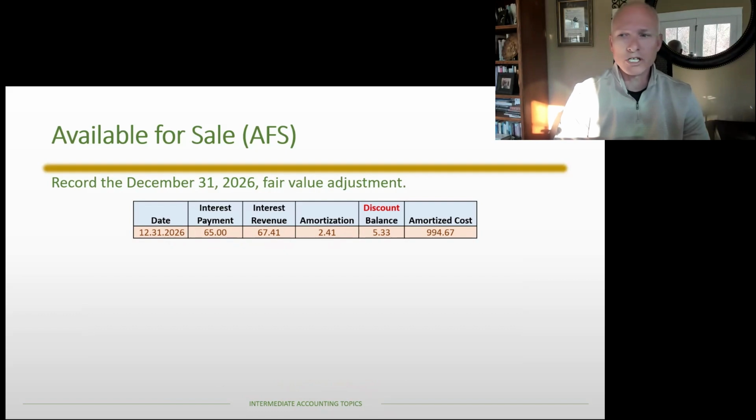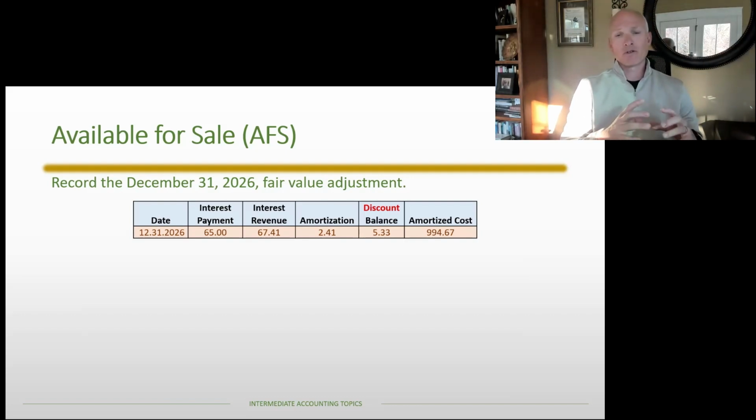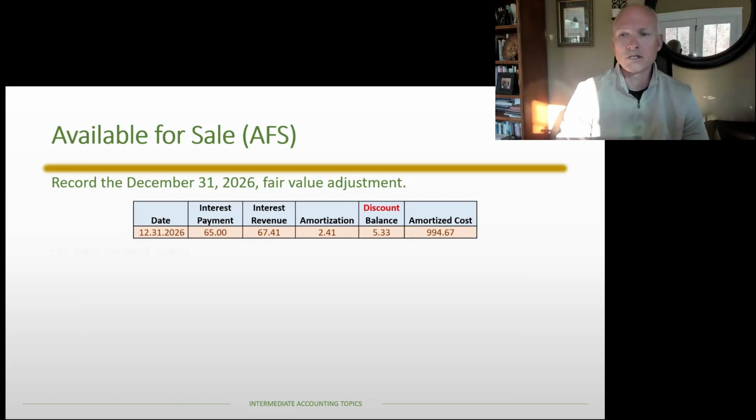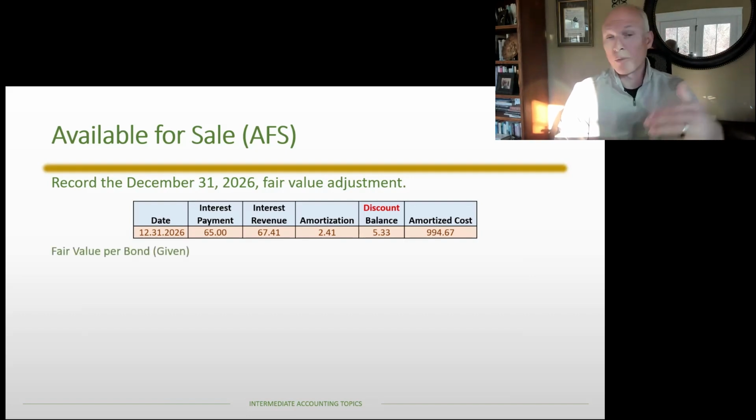And then the fair value adjustment, again, we still have those 900 bonds remaining. We need to adjust for the fair value. Just a reminder, because it's available for sale, these 900 bonds are still sitting in that box. So we're not taking anything out of the box yet because we haven't sold them. It's just going to sit there. And so how do we go about that? Again, that step-by-step process.